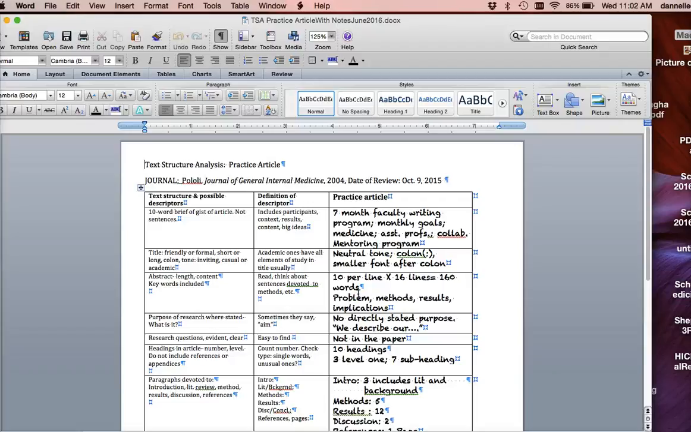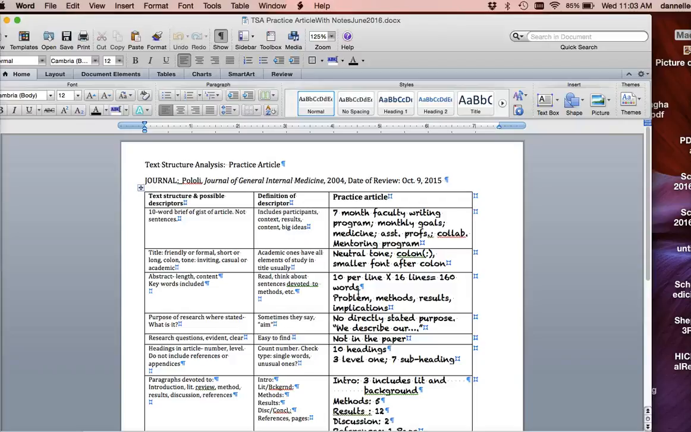Purpose of the research, what is it? Sometimes research, particularly it looks like the ones that come from Europe, say the aim of the study rather than the purpose. Some studies don't say it at all, like this one that Pololi did. They said, we describe our experience working with faculty in this program. They never say the purpose of this paper is to describe our experience of working with faculty in this program. So you have to imply the purpose. Personally, when I write, I like to have a sentence that says the purpose of the study is.